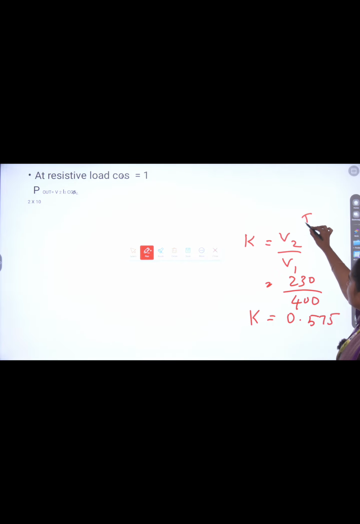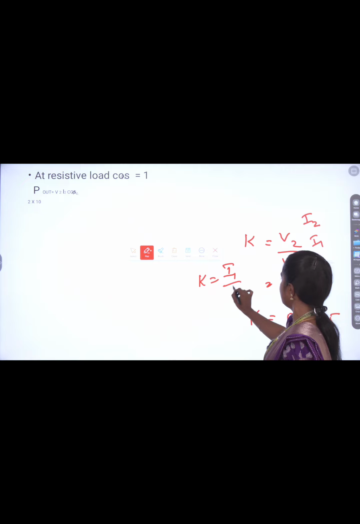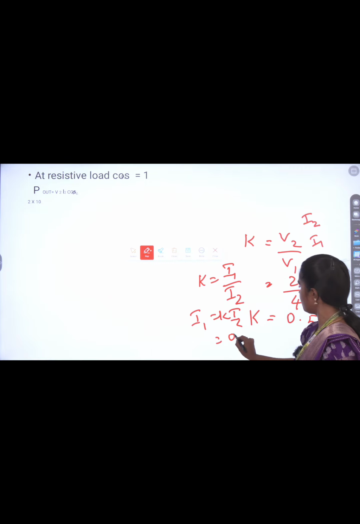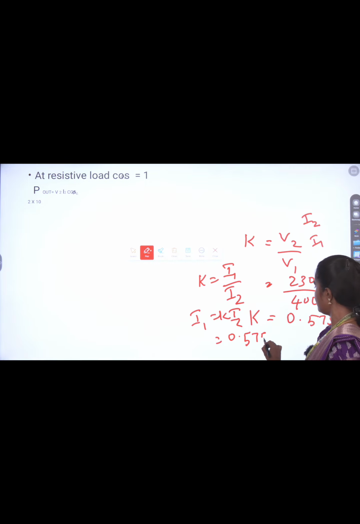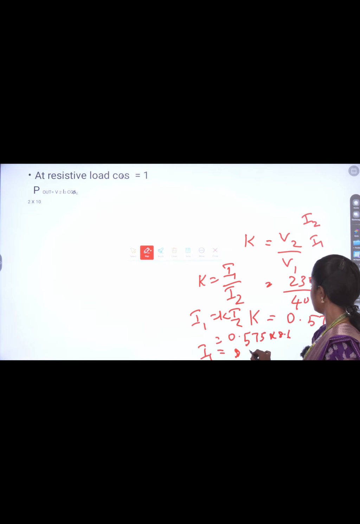And next we have to find the current. I already found the value of I2. Next we have to find the primary current I1. So K equals I1 divided by I2, so I1 equals K I2. Substituting the values, 0.575 into 8.69, and finally we get the I1 value as 3.99 amps.